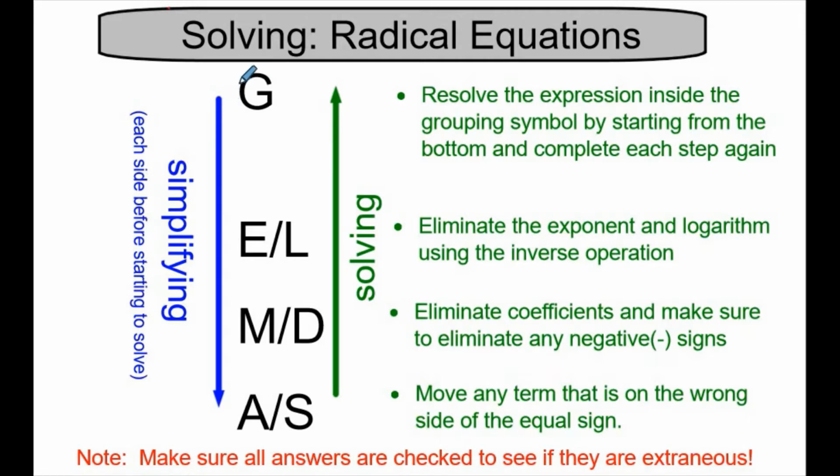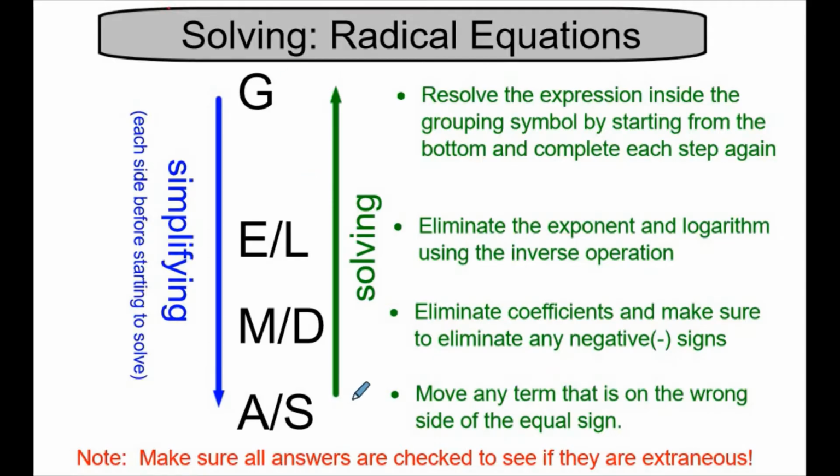So simplifying, remember, you start with the grouping symbol, then you deal with the exponent. Logarithms in a later chapter. So the exponent, which in this case is a radical. So you might wonder, why aren't radicals on here? Why isn't it called like GELMDAS or something? Radicals are exponents. So you deal with the grouping symbol, then the exponent, which is the radical symbol, then you deal with multiplication, division, addition, subtraction.